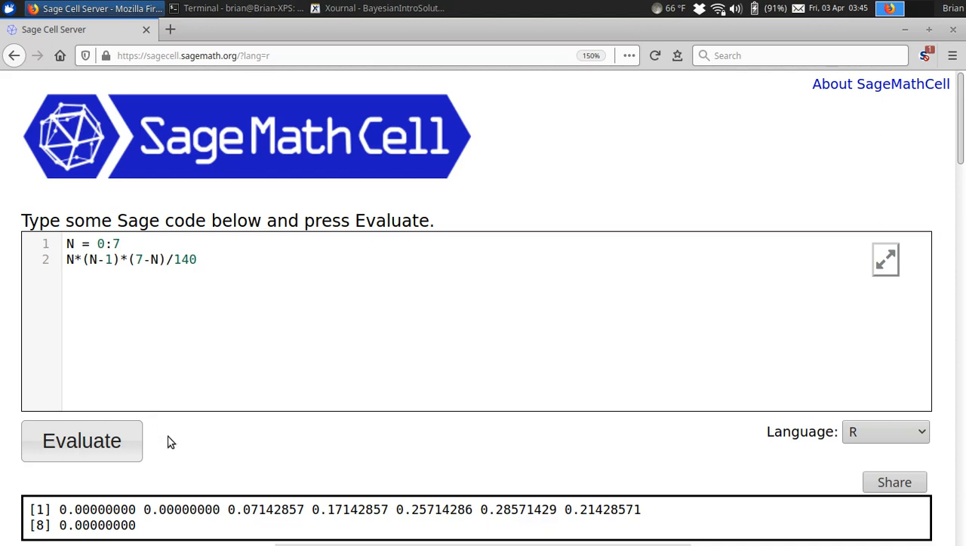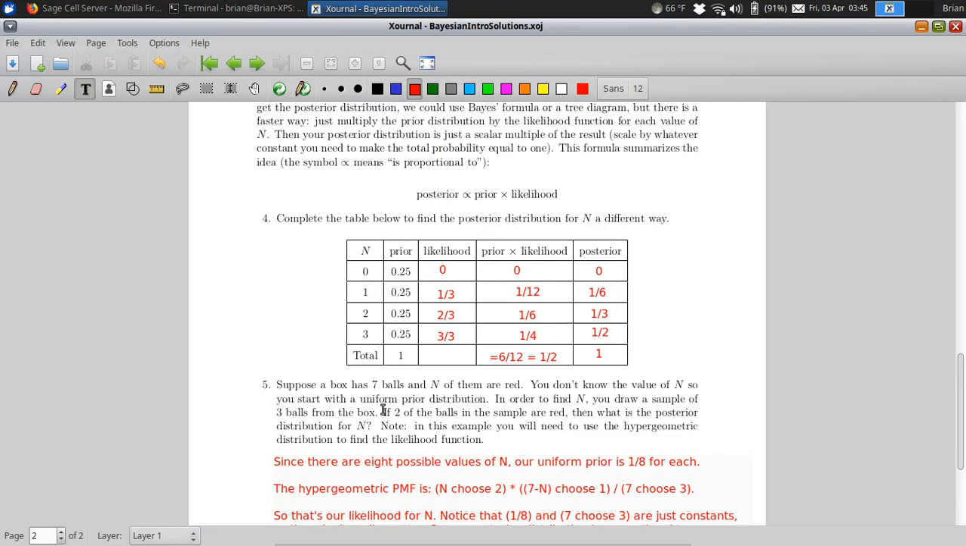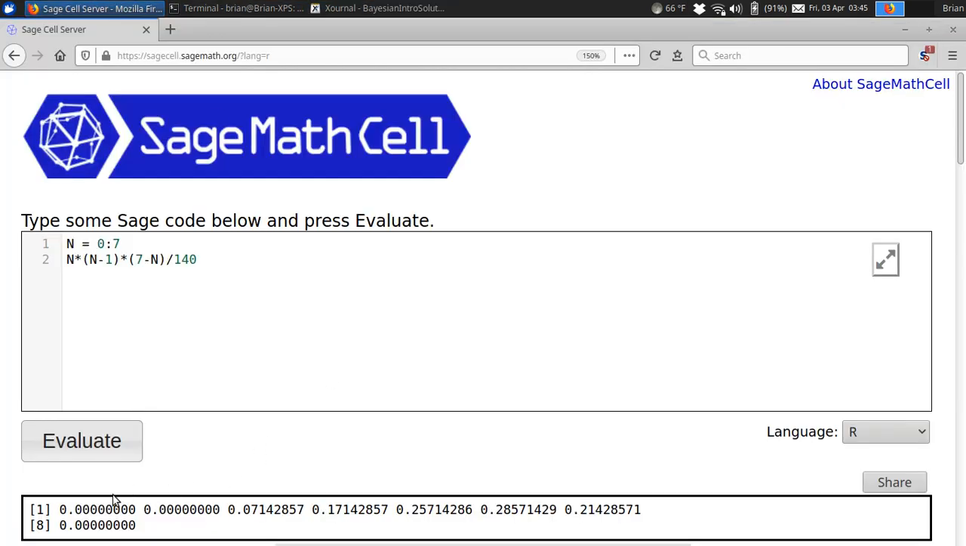So the posterior probabilities: for 0, the probability is 0, right? There's no chance that there could have been 0 red balls in the box. We know that because in the situation, we drew 3 balls and 2 of them were red. So at least 2 balls in the box had to have been red, so n has to be at least 2. That's showing up here because the first 2 possible values of n have 0 probability. The next one, n being 3, is possible, but it's not really that likely. It's only 7.1% of the time.